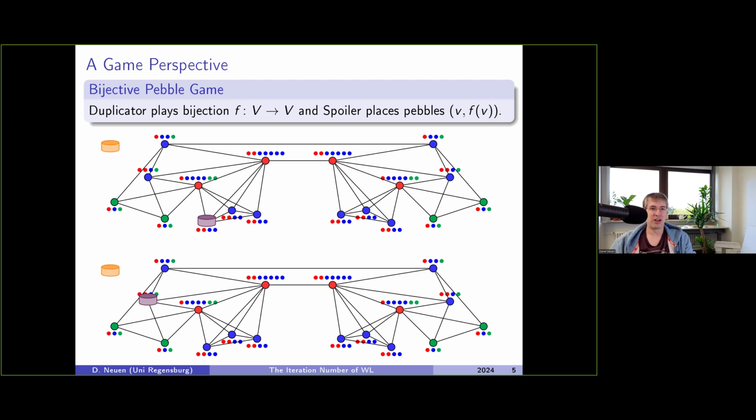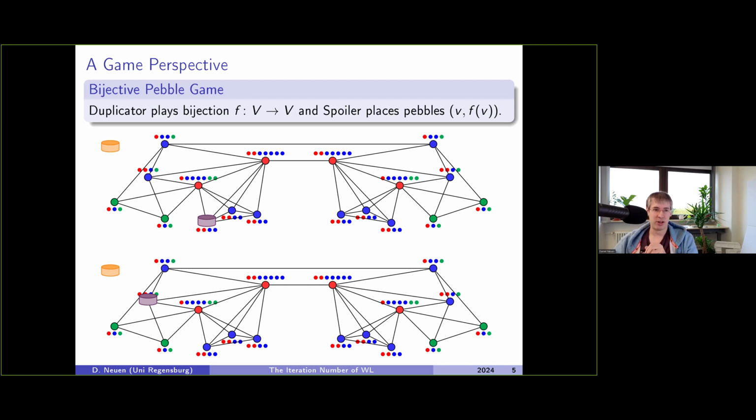Okay, so first of all, spoiler now decides that he wants to play the orange pebble, which is currently placed next to the graph. And duplicator now will have to play a bijection. Basically there are two options. Both of these vertices that are currently pebbled by violet have 4 neighbors. So either these 4 neighbors are not mapped to each other by the bijection. Well, in that case, we will win very quickly. So let's assume that they are mapped to each other.